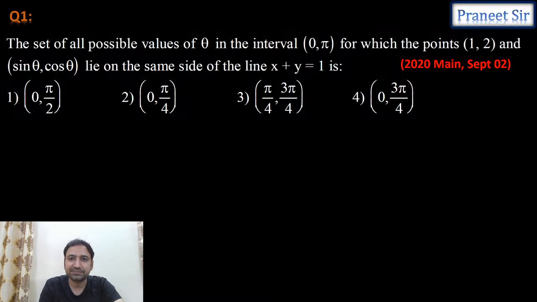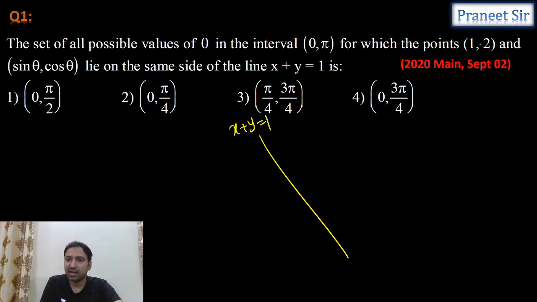Chalo, let's start then. This is the first question we have. All possible values of theta in the interval 0 to pi for which the points (1, 2) and (sin theta, cos theta) lie on the same side of x plus y is equal to 1. So suppose you take x plus y is equal to 1, and here (1, 2) is somewhere here.